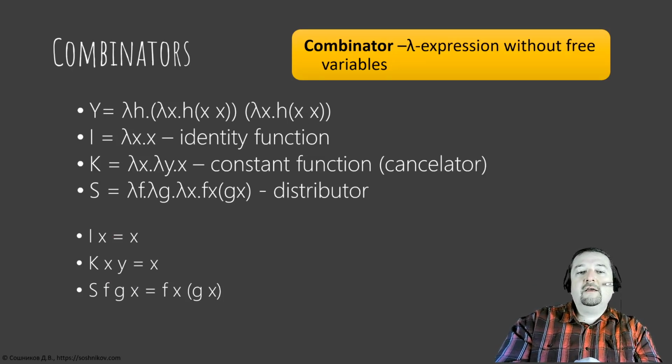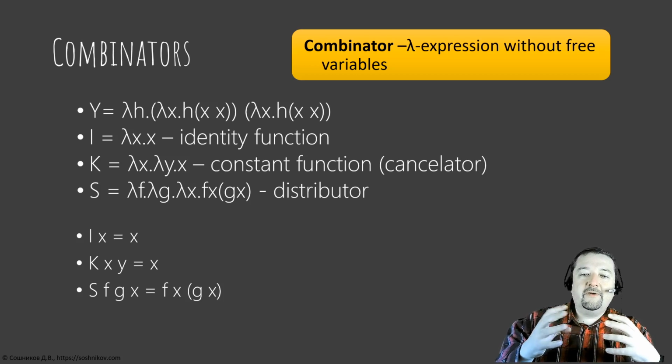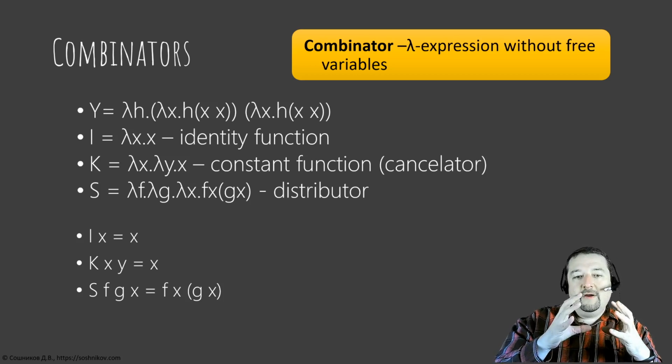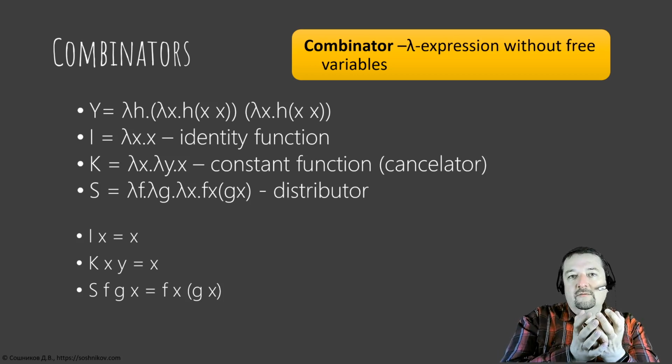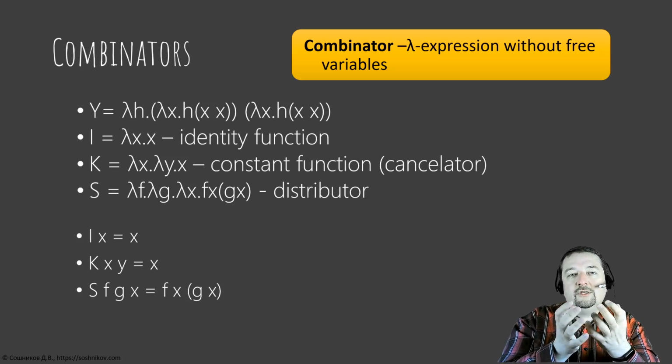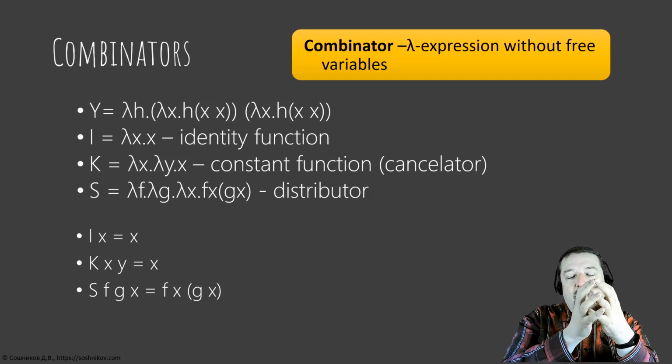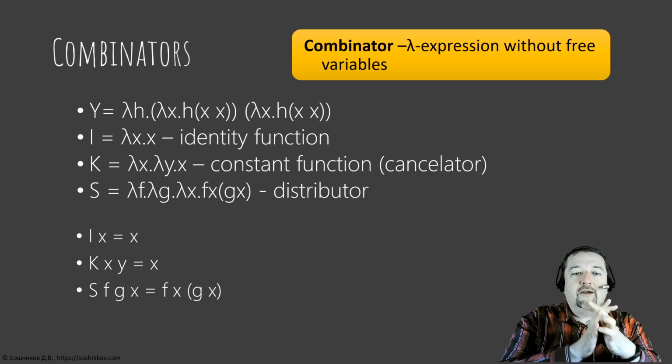For example, the identity function lambda x. x is a combinator. In the expression lambda x. x, there are no free variables. And this idea of the identity function, well, it is just the idea. It's a pure function. You don't need to compute it. It's just the idea of something which does not change the argument.